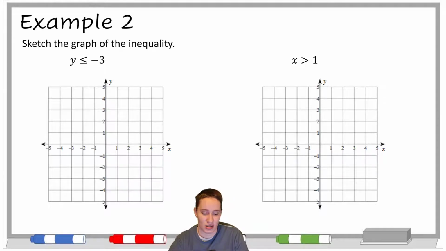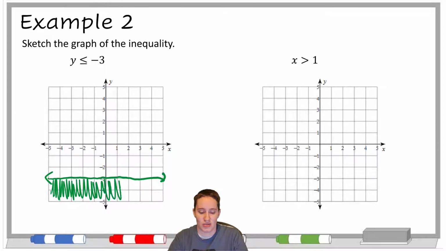Hopefully at this point you are able to remember which lines are horizontal and which lines are vertical. If not, that's something that you need to work on memorizing. Y is less than or equal to -3. We're going to shade below because those are the numbers where y would be more negative, which is what less than means in this case. My line was solid. I don't know if I said that. My line is solid because it's equal to.